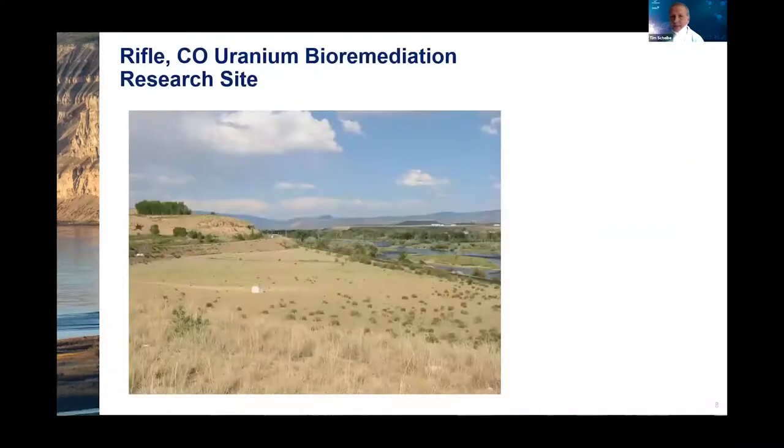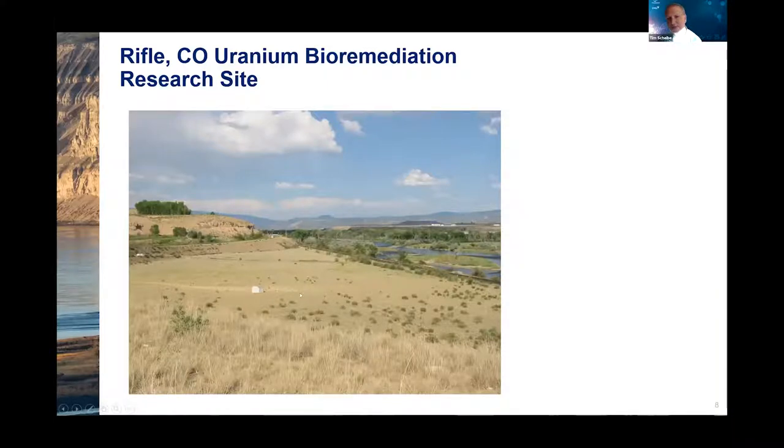But I'm going to talk a little bit about these first three and walk you through some examples. And the main example I'm going to use in a lot of these is the Rifle, Colorado uranium bioremediation site. You may have heard of the Rifle site. This is a picture of the Rifle site, and it is located in western Colorado along the Colorado River in the floodplain here. This is a former uranium mill tailings site, and so there were uranium mines and where they milled the uranium and put the tailings from the milling process out into the environment. Then the uranium subsequently leached and contaminated this aquifer.